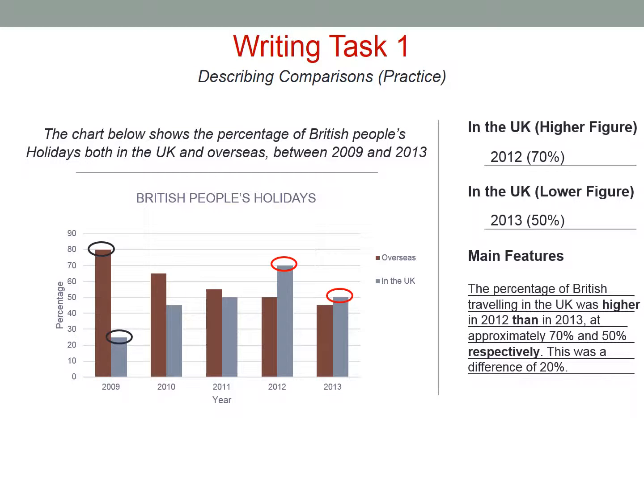We can say the percentage of British travelling in the UK was higher in 2012 than in 2013, at approximately 70% and 50% respectively. This was a difference of 20%. Again, note the use of respectively to tie the numbers with the years. Also, there are two sentences. The first sentence compares the two values. The second sentence tells us the difference.